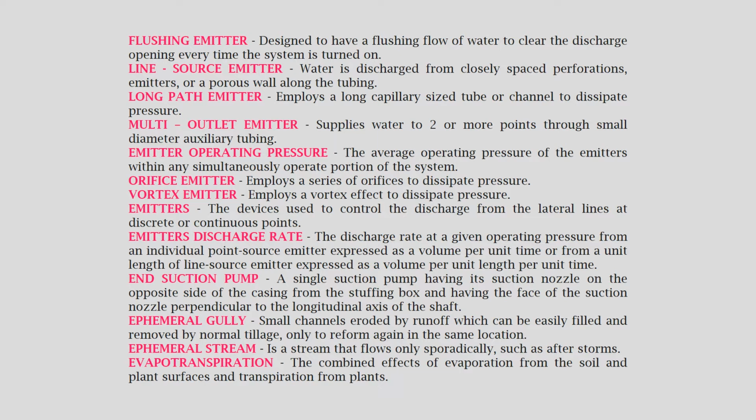Water is discharged from closely spaced perforations, emitters, or a porous wall along the tubing. Long path emitter. Employs a long capillary sized tube or channel to dissipate pressure. Multi-outlet emitter. Supplies water to two or more points through small diameter auxiliary tubing. Emitter operating pressure. The average operating pressure of the emitters within any simultaneously operated portion of the system.